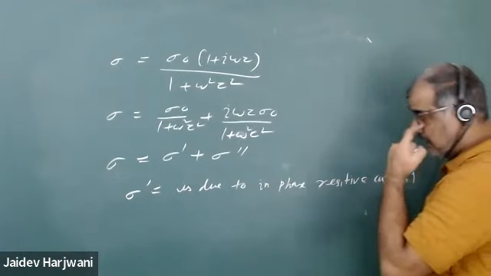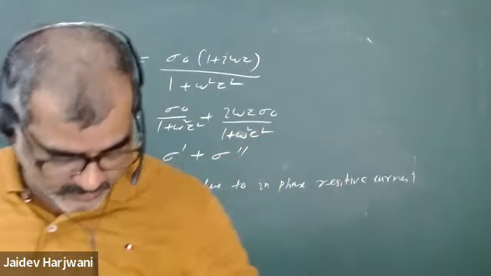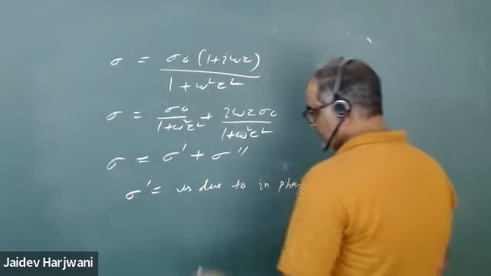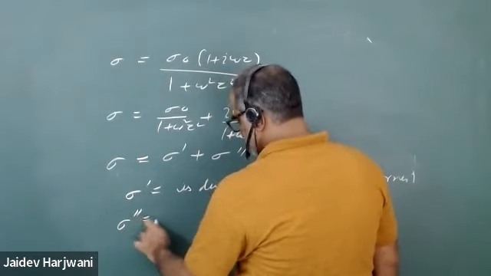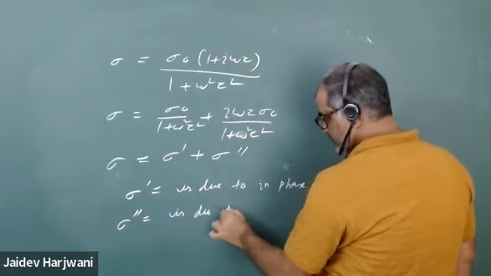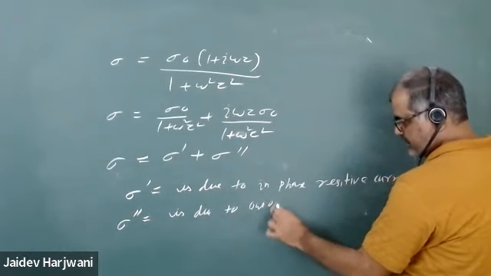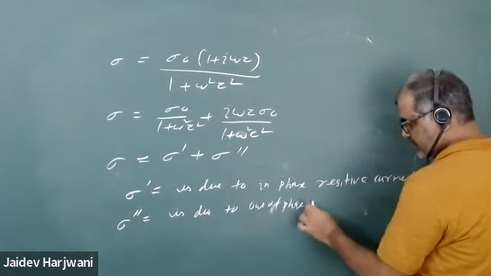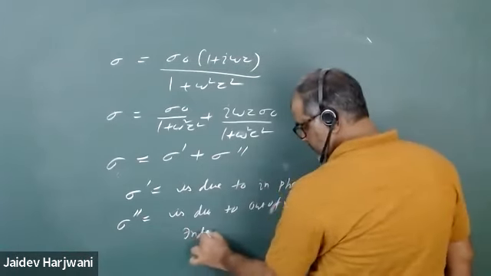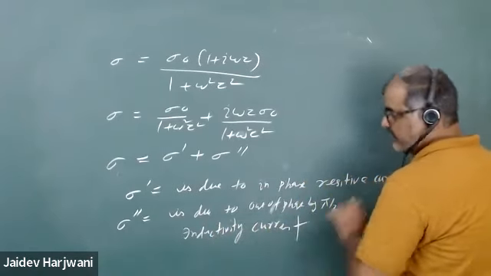Okay, normal hamara hota hai. Okay, current, you apply current and you get what? Resistive heating, joule effect, heating happens. Okay, and this part, this sigma 2, okay, is due to out of phase, by pi by 2, inductive currents. Okay, so this is from inductive current.